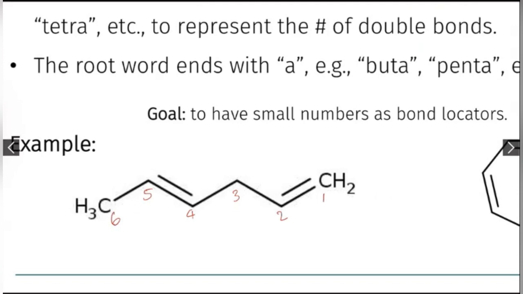Now, what is the name of the chain? This is an alkene with 6 carbons, so the name will be hexa. From our rule above, the root word ends with a. Since there are 2 double bonds, we will use the prefix di, then the suffix ene. So hexa, di, ene. Hexa is the root word, di is the prefix, then ene is the suffix. So hexadiene is the name of this chain.